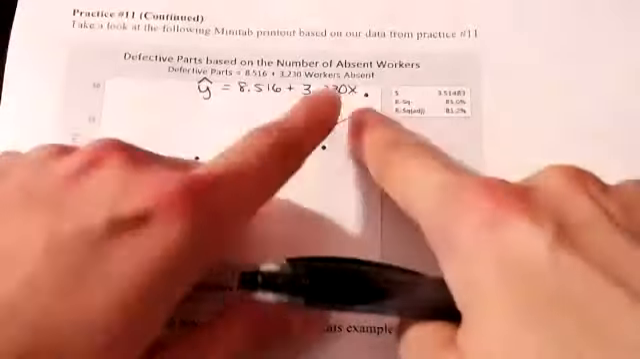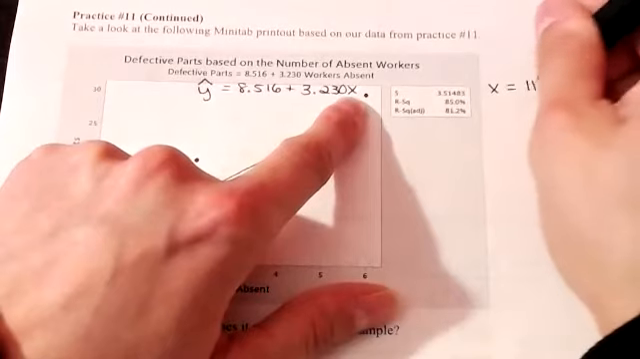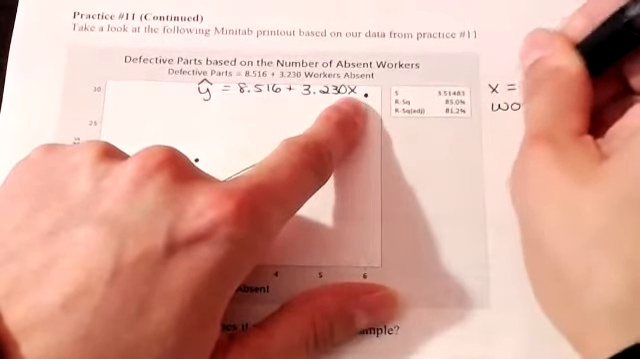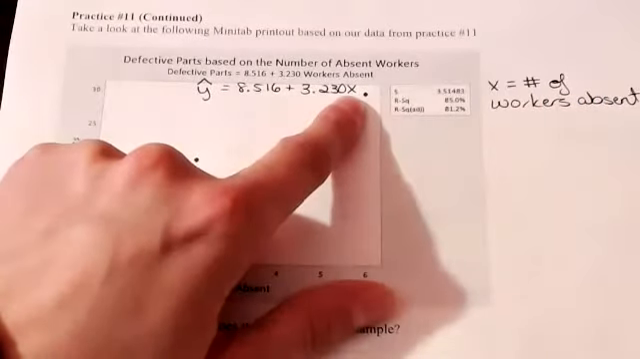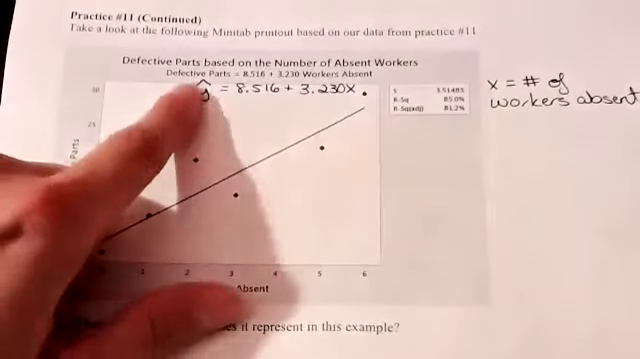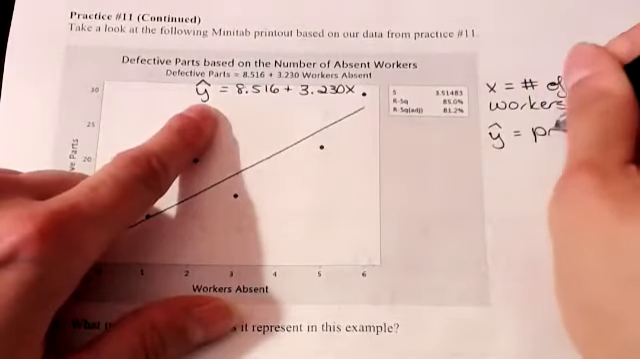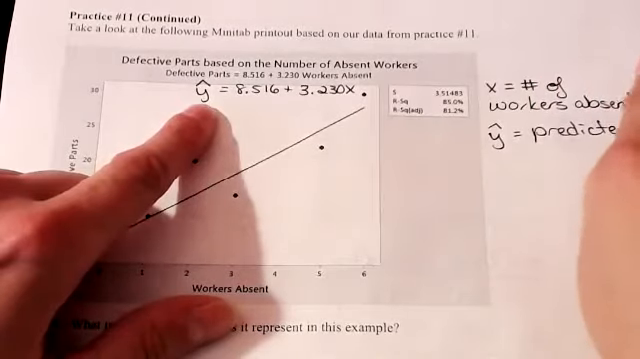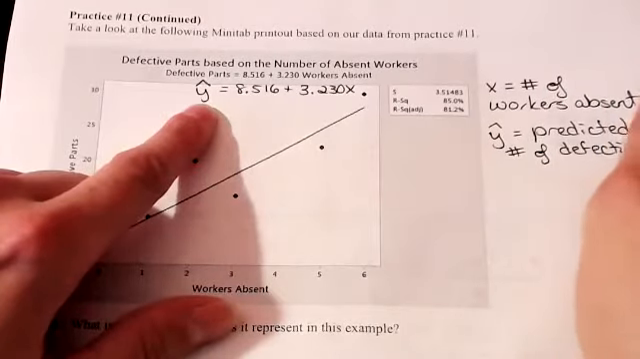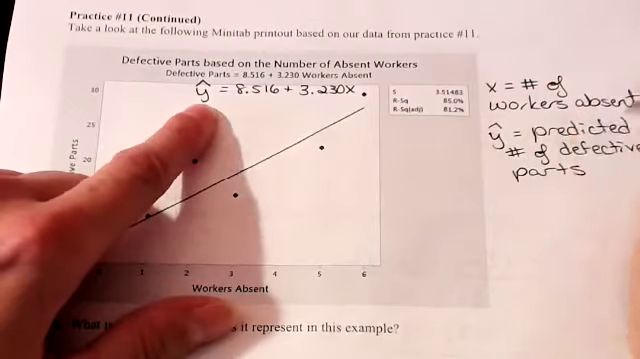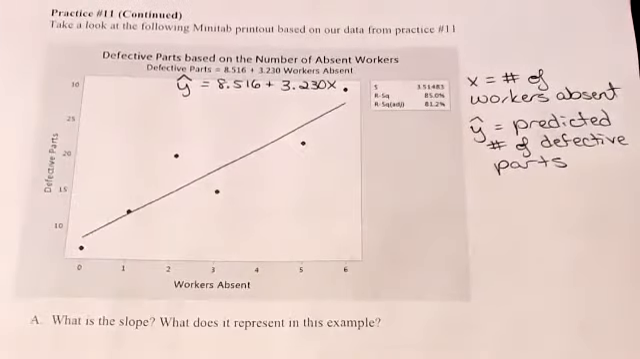Workers absent represents X. So the first thing we're going to do is write that. So X is equal to the number of workers absent, where Y hat is the predicted number of defective parts. Remember, you use the line of best fit to predict. So Y hat is the predicted number of defective parts.